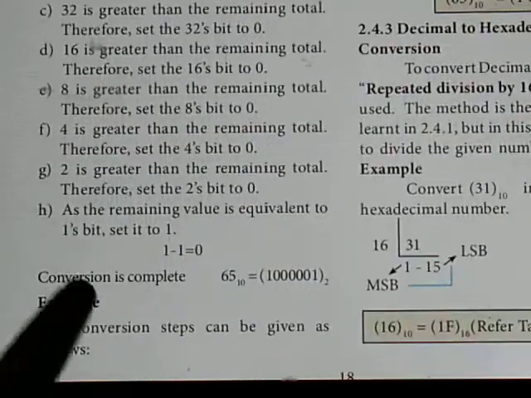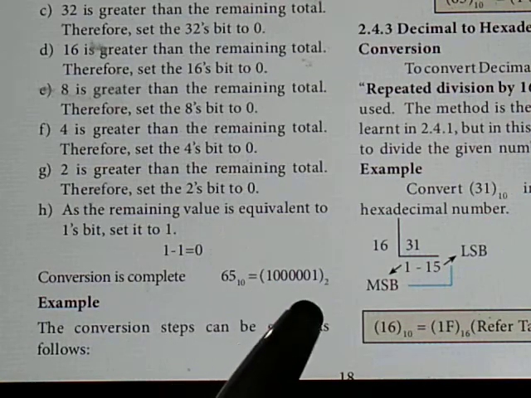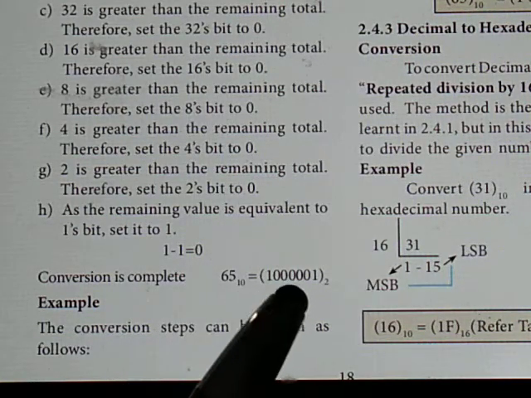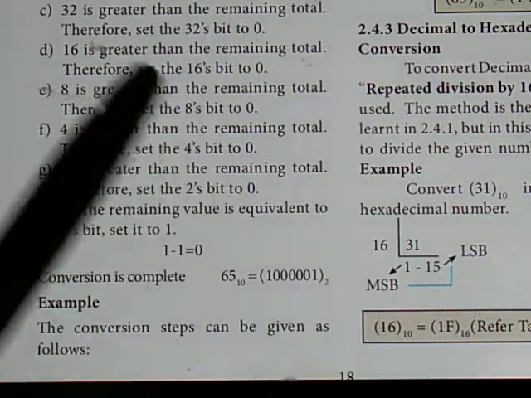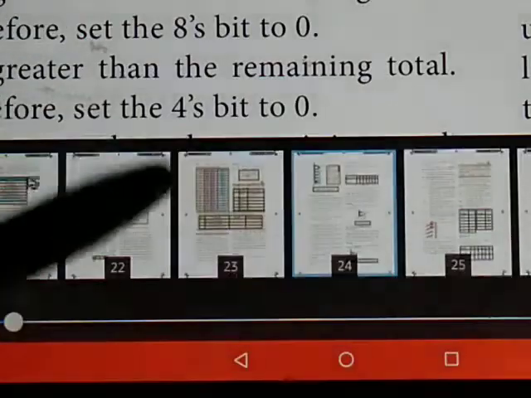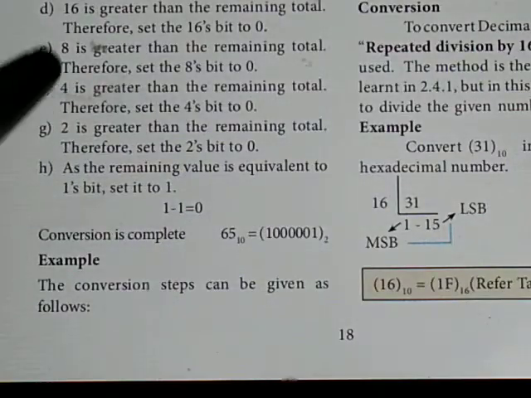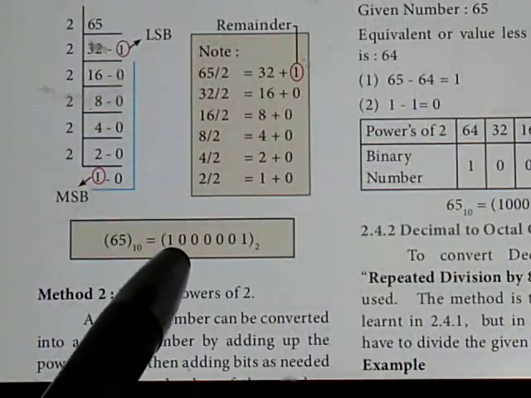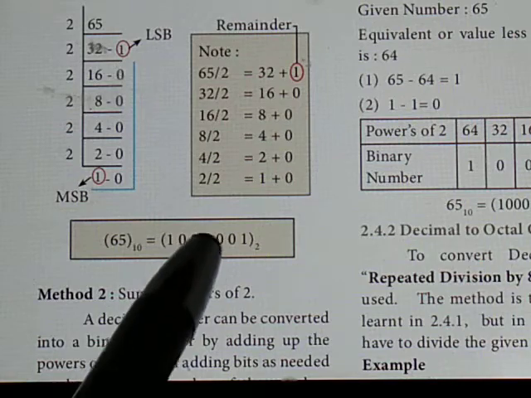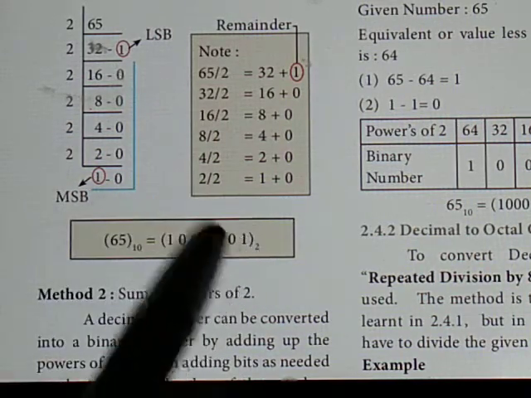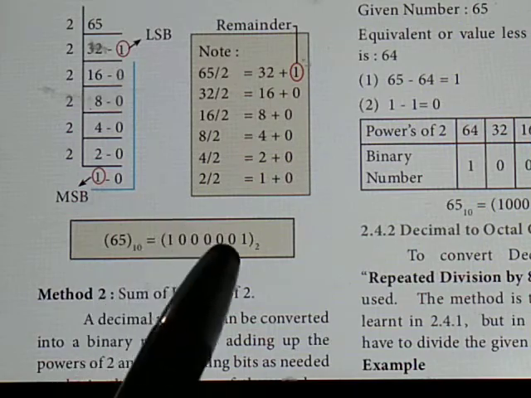So now you see the conversion is complete. What is the binary number for this decimal number 65? 1000001 in binary. As we saw before in the first method, repeated division, we got the same answer 1 0 0 0 0 0 1. So these are the two methods for converting a decimal number to a binary number.